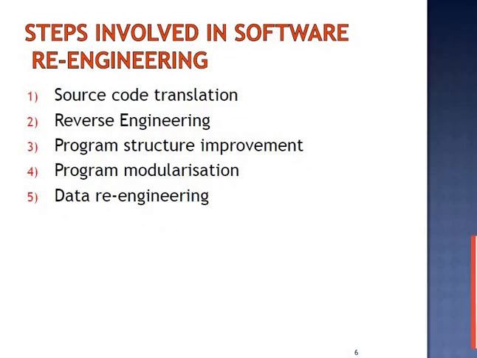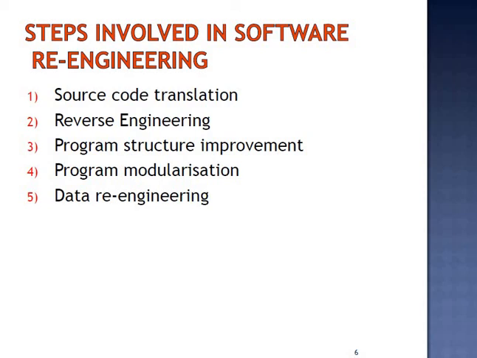That is source code translation, translating from one source to another. Then reverse engineering, going from the code to the requirement. Then program structure improvement: whatever program structure we had in the previous version, we migrate to the newer technology, newer language, so we reconstruct the program. Then with program modularization, we modularize the program into multiple, different components in the newer version.